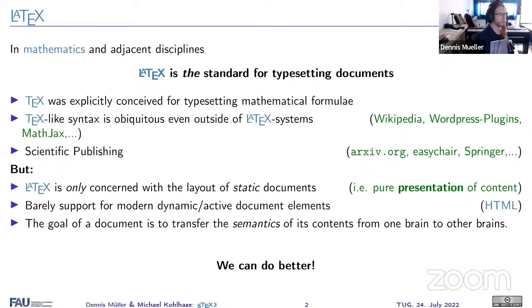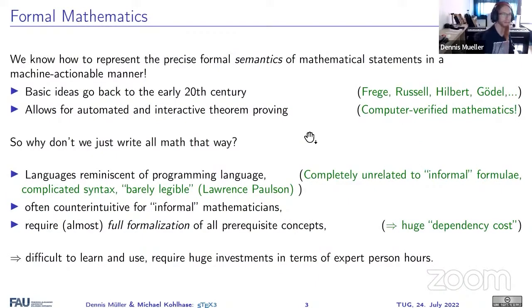Having said that, if you keep in mind that ultimately the whole point of any kind of document is to transfer the semantics of what's written in the document from the brain of the author to the brains of the readers, then mathematics has a very peculiar property which makes this especially relevant when it comes to not only being concerned with layouting the exact typesetting of things, which is the whole area of formal mathematics.